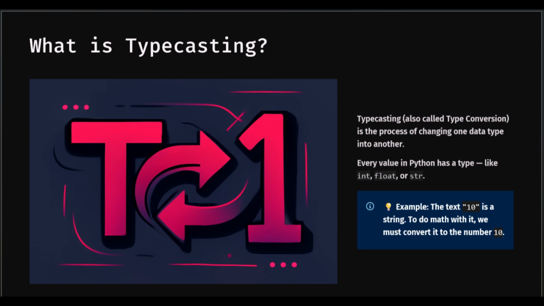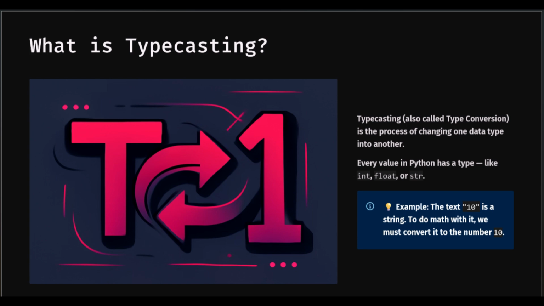Now let's answer the main question. What exactly is typecasting? In simple terms, typecasting, which is also frequently called type conversion, is the mechanical process of changing a value from one data type into another. Think of it as telling Python to look at a piece of data in a completely different way. As you can see on the slide, every single value in Python has a specific type. For example, we have integers for whole numbers, floats for decimal values, and strings for text. Usually, Python keeps these types separate, but there are many situations where we need them to work together.